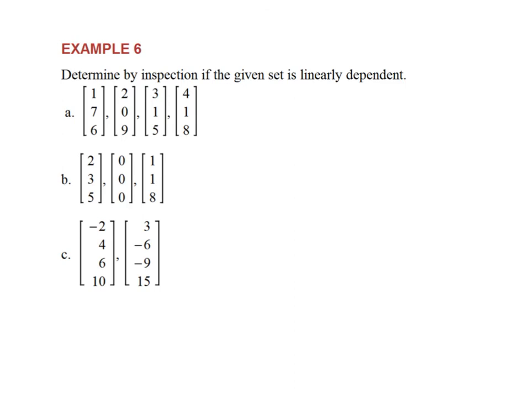We'll close out the section with example 6, determined by inspection. That means by looking, without doing any actual computation, if the given set is linearly dependent. Okay, pause the video if you want to try to decide for yourself for each one. Part A is linearly dependent, right? Why is it linearly dependent? We have 4 vectors with 3 entries in each, right? That is Theorem 8. Theorem 8 says if you have more vectors than entries, linearly dependent.